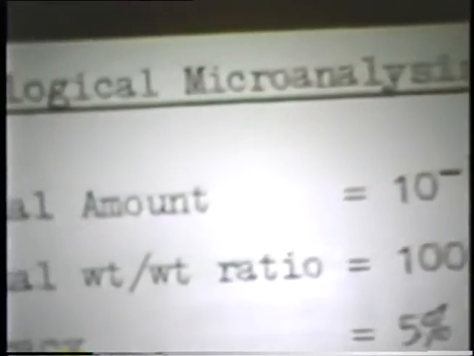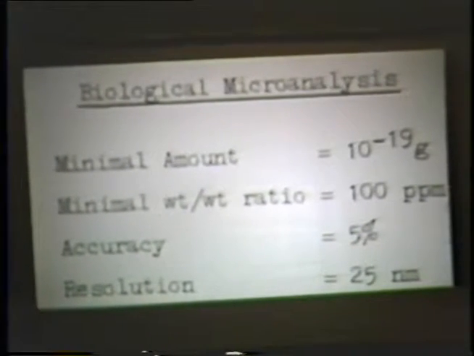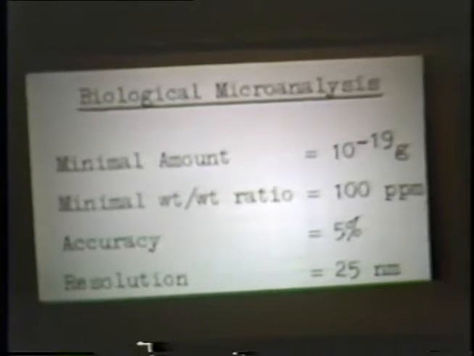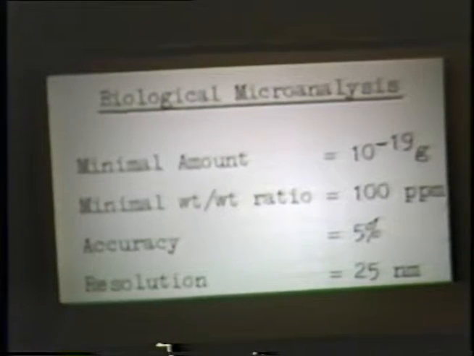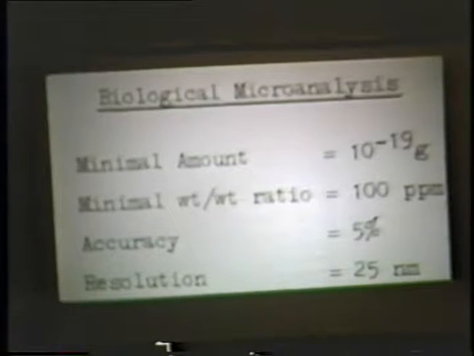Could I have the first slide? I think these may work without the lights being off. Now, to give you some idea of what we can do, this is nearly up to date. It was up to date about a month ago. The minimal amount is about 10 to the minus 19 of a gram. The minimal weight-to-weight ratio is about 100 parts per million. The accuracy is 5%. The resolution is now a little bit better than 25 nanometers, and it is probably close to 10 or 15 nanometers. Now, that is about the best we can do. We frequently can't get as good as that, but that is the sort of figure that we would like to aim for.